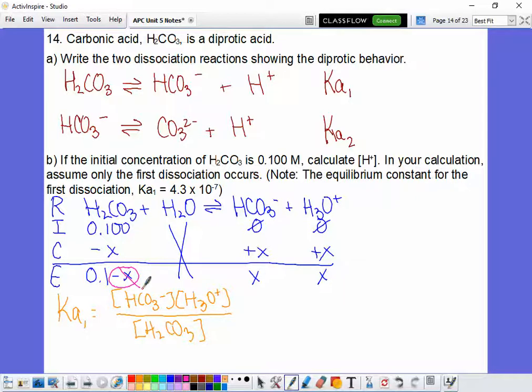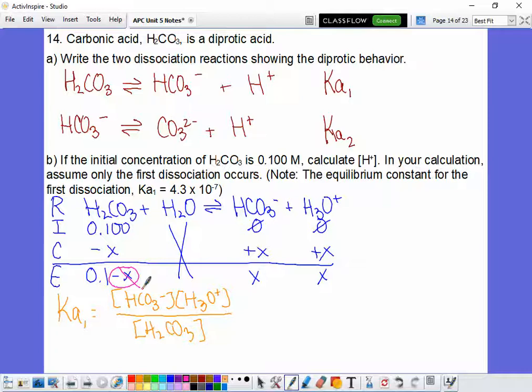Another way to think about it is that the x value itself is so significantly smaller than the initial concentration that if you think in terms of sig figs, when you do 0.1 minus that really tiny x value that we're going to solve for, it's not going to be any different than 0.100, because of rounding and sig figs. It's so significantly small compared to that initial concentration.